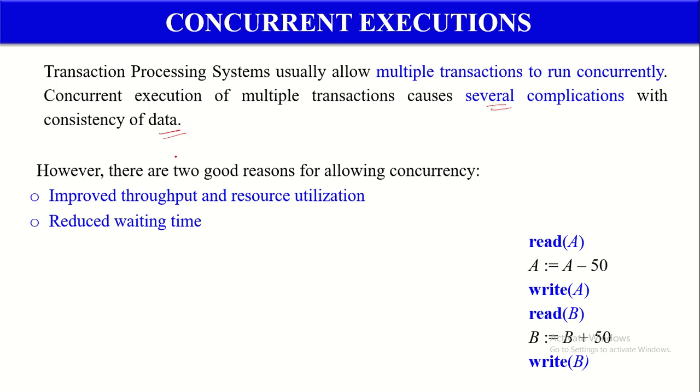However, irrespective of the problems caused by concurrent execution of transactions, there are two good reasons for allowing concurrency. That is, concurrent execution of transactions helps to achieve improved throughput and resource utilization and reduced waiting time, right? Here, how do we achieve improved throughput and resource utilization?